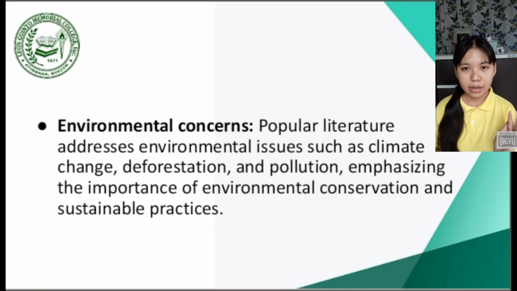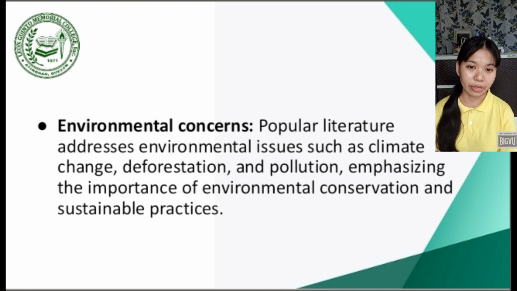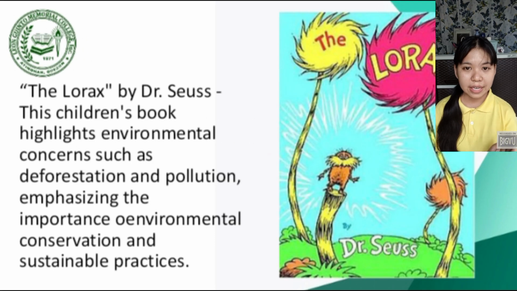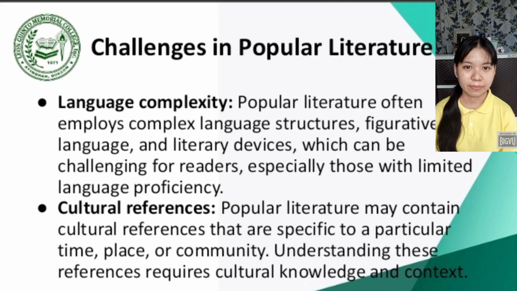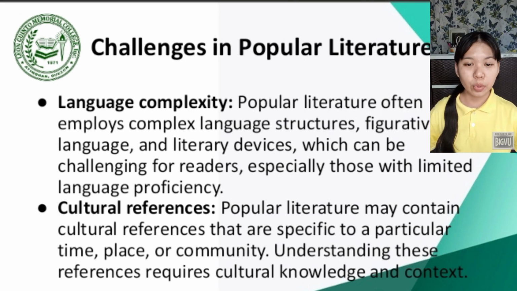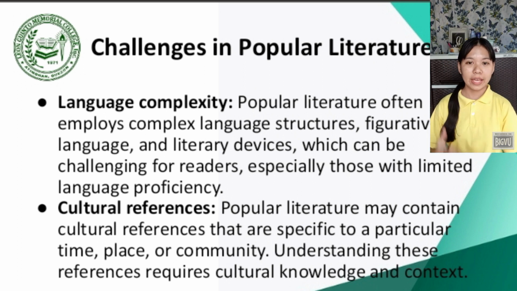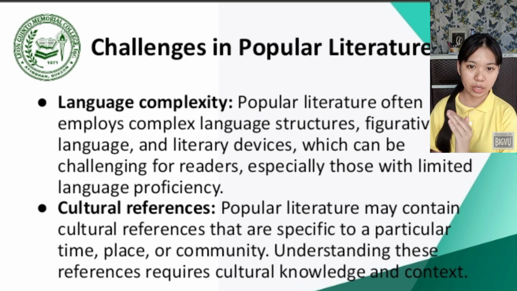So, popular literature raises awareness about these environmental problems like climate change and pollution. So, it encourages us readers, viewers, audiences to take care of the environment. So, for instance, we have the book The Lorax. The Lorax teaches us about the importance of protecting nature. Now, we are done discussing the social issues in popular literature. Now, let's move on to the challenges in popular literature.